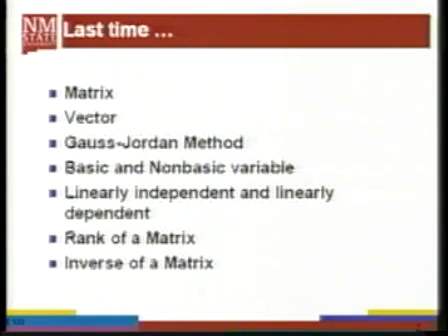So when you consider a set of vectors, if one vector can be expressed by a linear combination of other vectors, then we could say those vectors are linearly dependent, right? And we've also talked about the rank of a matrix, which means the largest number of linearly independent vectors, and the inverse of a matrix.